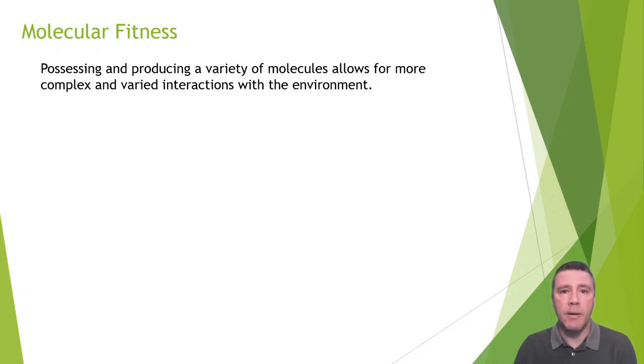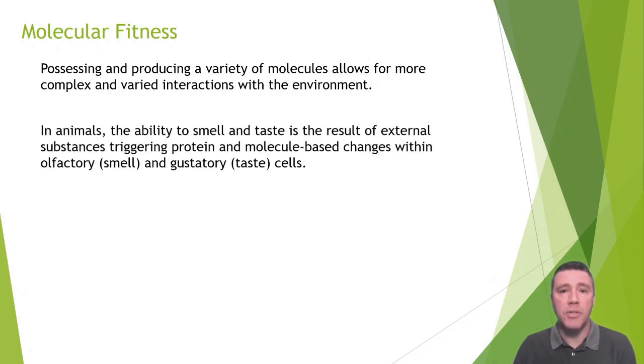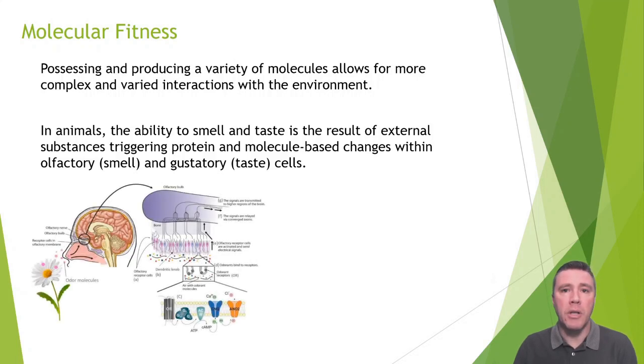In animals, for example, external stimuli such as odorants and flavors result in changes to cells involved in smell and taste, respectively. Odorant molecules traveling in the air bind to protein receptors in the cell membranes of cells that line the sinuses. This triggers a series of changes within a variety of related cells that provides information to the brain that can process information about the odorants being detected.